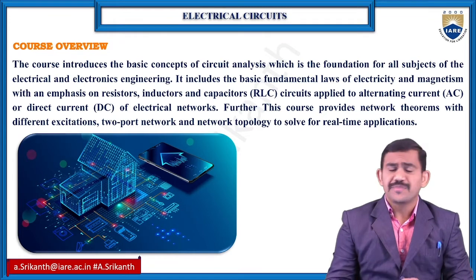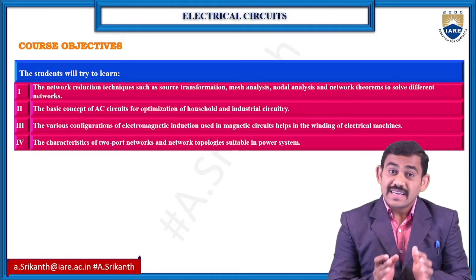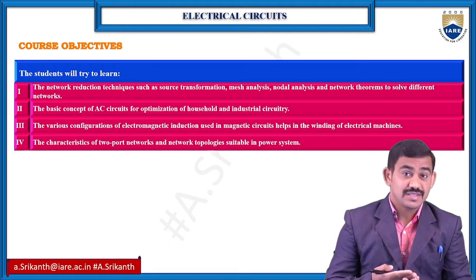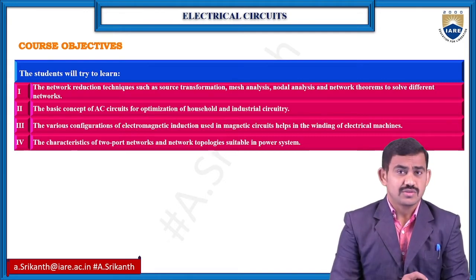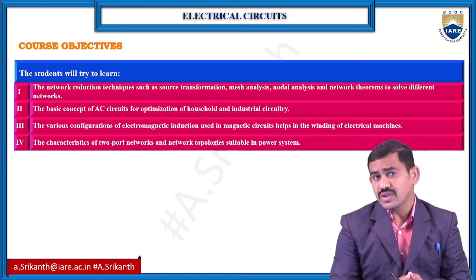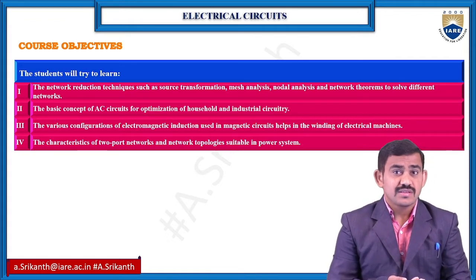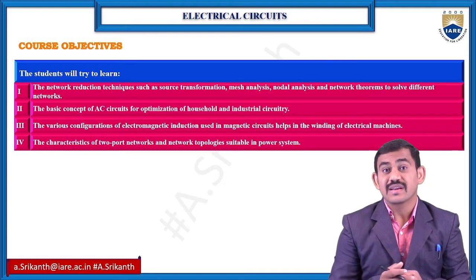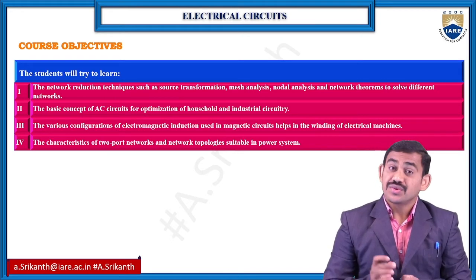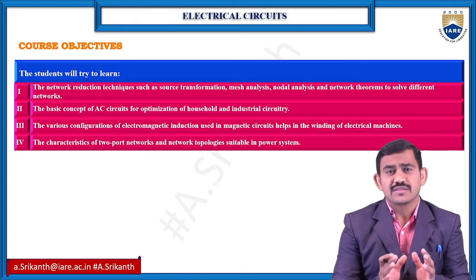Coming to the course objective, we will get some knowledge. From this course, you can learn network reduction techniques like mesh analysis, nodal analysis, star to delta, delta to star, and equivalent resistance. All those things you can learn in this course, as well as the basic concepts of AC circuits. As I said, in your home you are getting AC supply. So how much you require, and how you get those current and power relationships. As well as we will learn about magnetic circuits and two-port networks. So this is about the course objectives. We can get some knowledge on these topics.